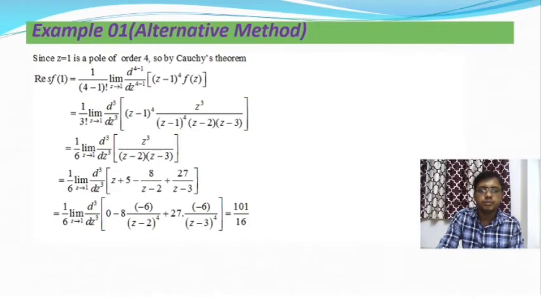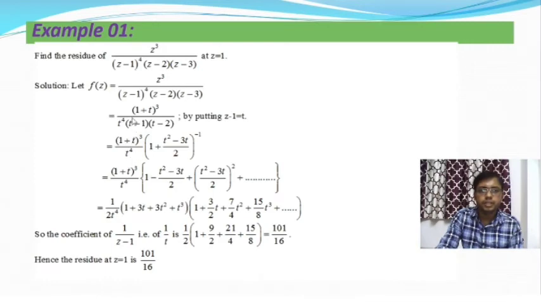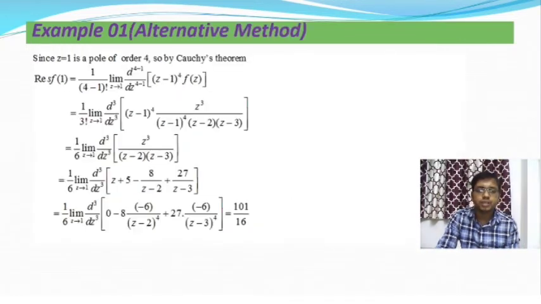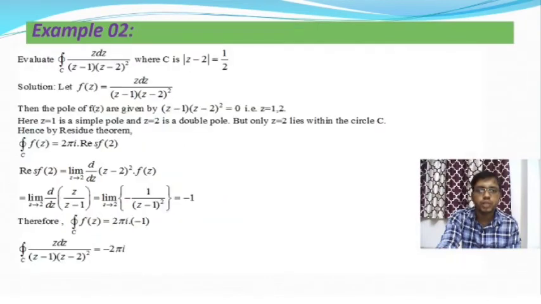In this case we have used Cauchy's residue theorem, and in the previous section I mentioned the Laurent series expansion, and after that we found the coefficient of 1 by z minus 1. Okay, so in this problem we have mentioned two different methods. The first method is the Laurent series and the second method is the Cauchy residue theorem. After that we are going to talk about some more examples on Cauchy's residue theorem.